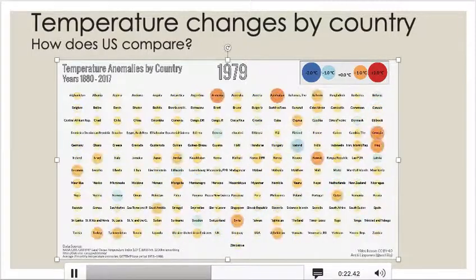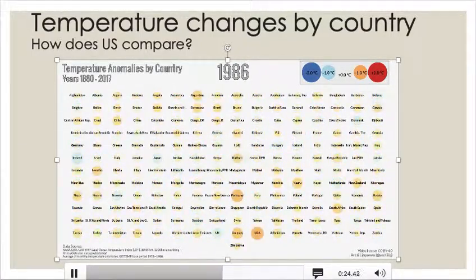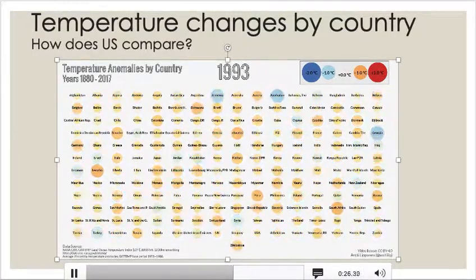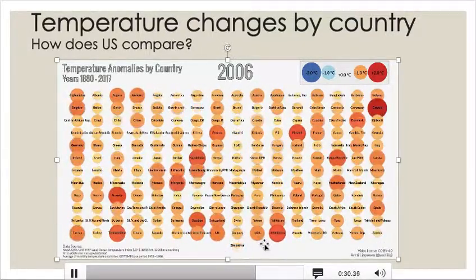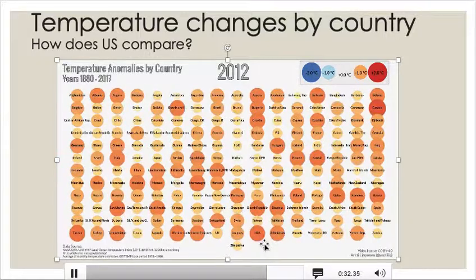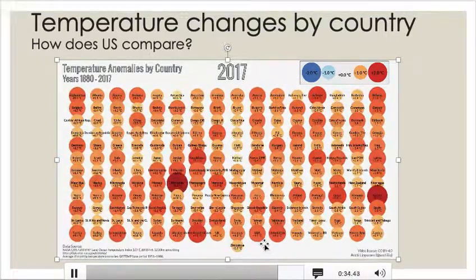So especially as we get into the 70s, 80s, 90s, but what you notice about the USA is we tend to be a bit cooler than other countries, and so that's kind of hard when we're one of the big producers, is it's hard for us to really understand the impact we're having. 2017 is where our animation ends, and what we see is that every country is experiencing some sort of warming, and so that's within this human time scale.